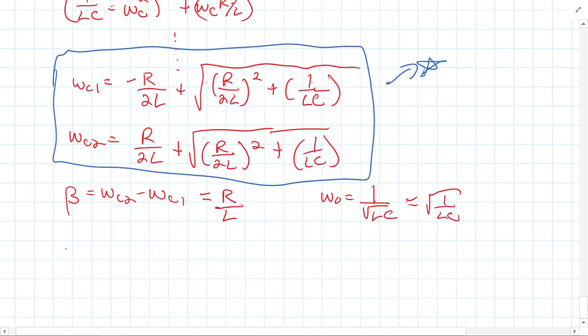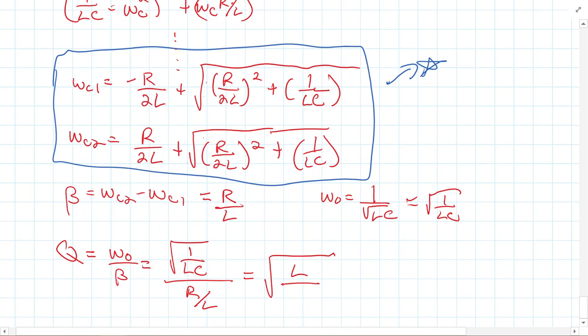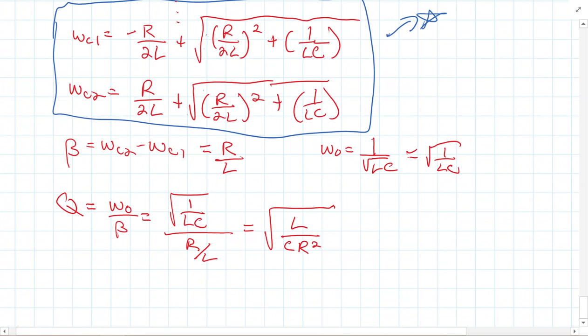So then Q, remember, is omega 0 over beta. So this would be the square root of 1 over LC divided by r over L, which, just doing some basic algebra simplification, you get that this is equal to the square root of L over CR squared. Okay, so we get that there.